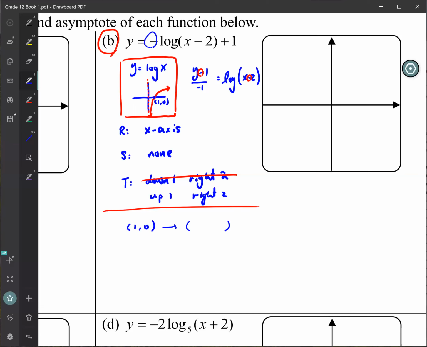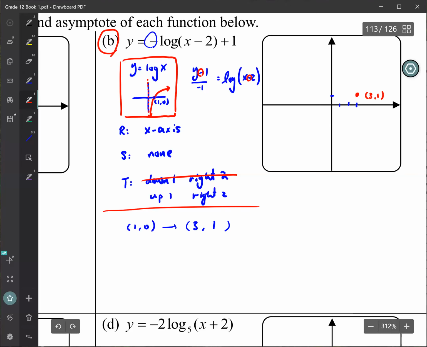Is it 3 and negative 1? 3, but you are moving up though, up 1. Oh, plus 1? Yeah, so 0 plus 1 will be 1. Okay, so we will go to 3, 1, right? So let's go to here. We'll plot it out, right? 3, 1, the point will be here.